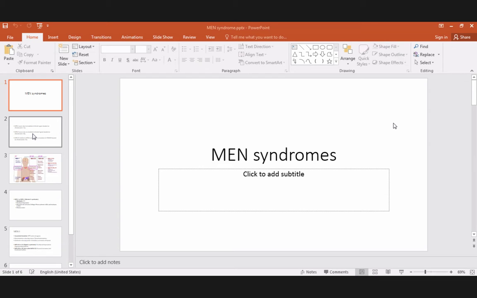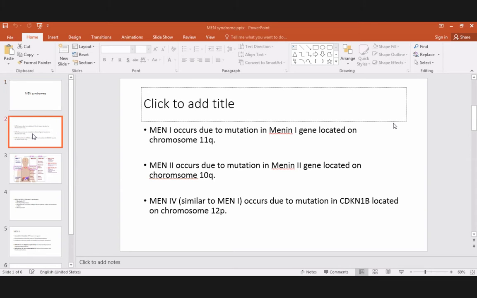MEN syndrome is MEN 1 or MEN 2, and there is another variety, MEN 4, which is now introduced also. MEN 3 was also there, which has now been merged into MEN 1. MEN 1 is because of the mutation in the menin 1 gene located on chromosome 11q. MEN 2 is because of the gene located on 10q, and MEN 4 is due to mutation in CDKN1B located on chromosome 12p.